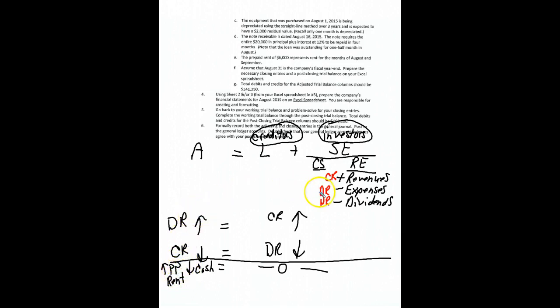Assets go up with debits, so I'm going to assign prepaid rent a debit. Cash is causing assets to go down. Assets go down with credits. I don't know why I moved over here. I'm sorry, I probably confused that. So assets go up with debits, so we're going to assign prepaid rent a debit. Assets go down with credits, and we'll assign that a credit.